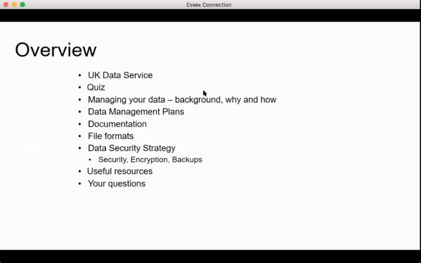So let us begin. Just to give you a brief summary of this session, we'll start with a short overview of who we are at the UK Data Service and what we do. Then we'll have a short and fun, may I say, quiz. We will then come back to the presentation and look at what documentation we need to prepare when planning to share our data, including some examples. We will also cover data management plans and data security strategies, and then we will answer your questions.